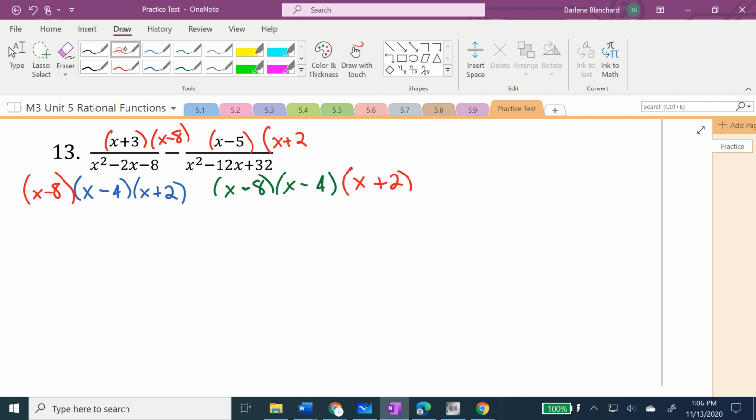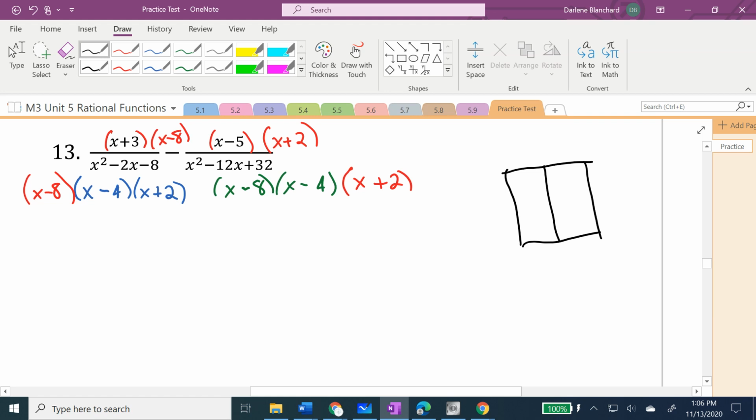Okay. Now, I have a common denominator. And what I'm going to do is, before I subtract them, I'm going to multiply things together. So I have x plus 3 times x minus 8. Maybe I need to go to the side and make a box. If you can do the multiplication in your head, that's fine.